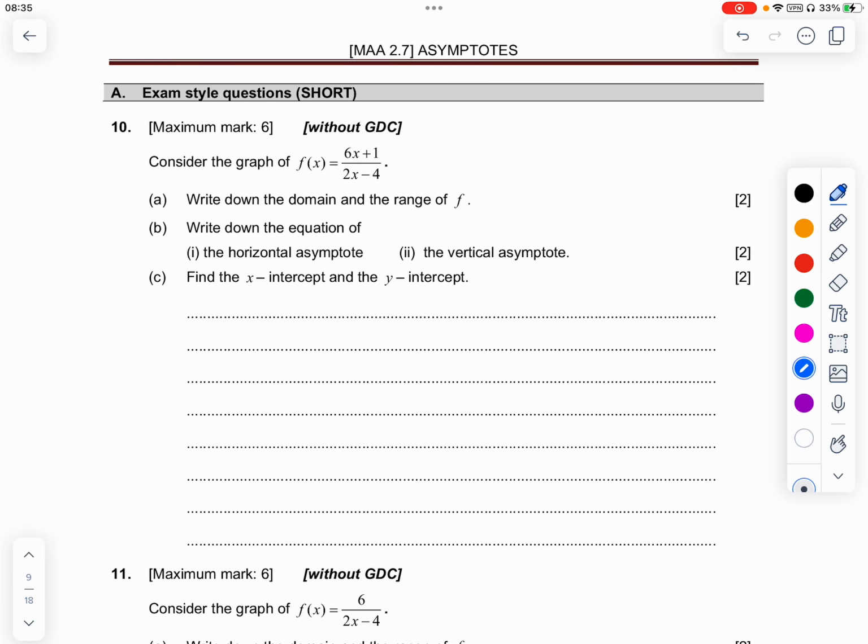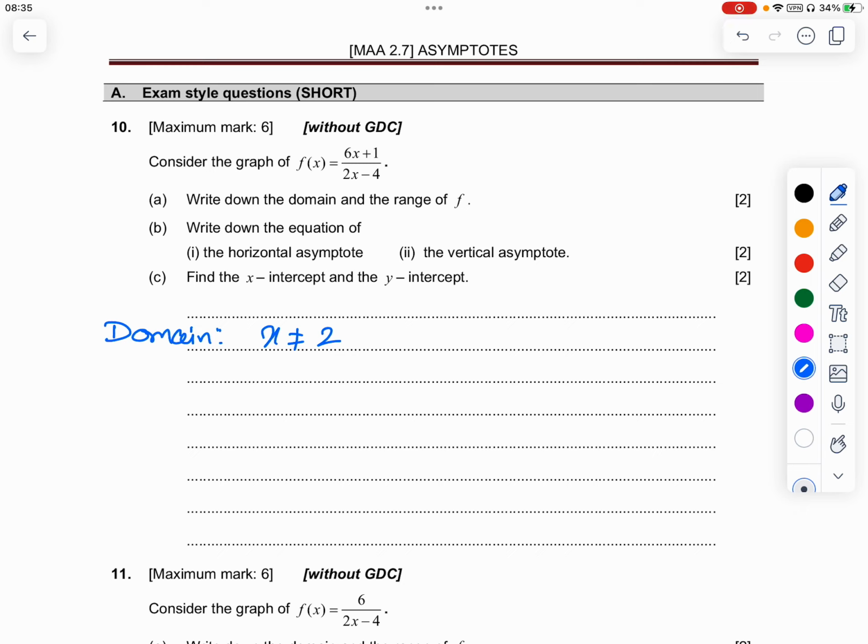Question number 10. The graph of the function is given. Write down the domain and range. Domain means what values of x I cannot substitute. If the denominator becomes 0, it's not possible. So x is not equal to 2, because at x equals 2 the denominator becomes 0, so it is not possible.